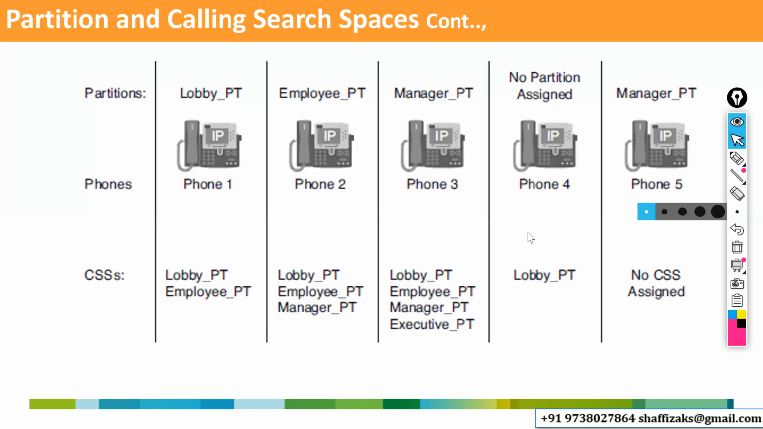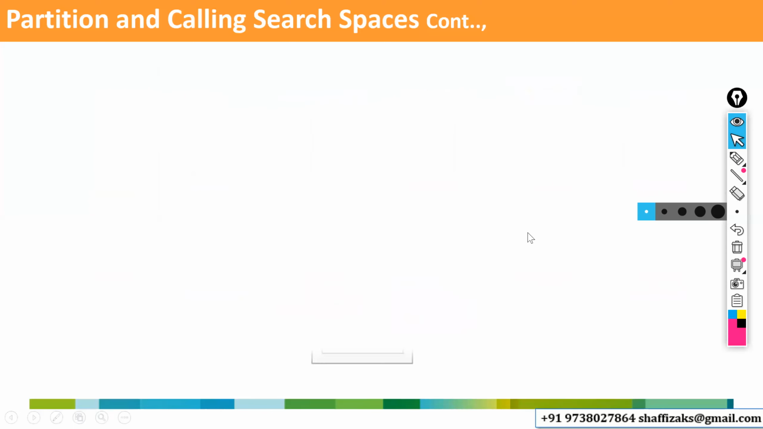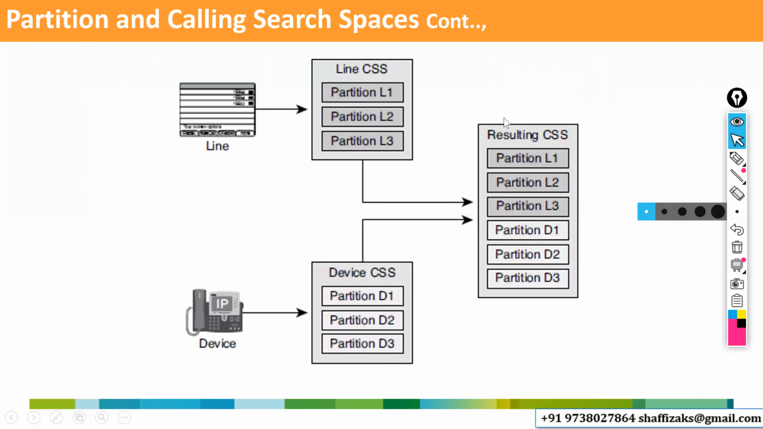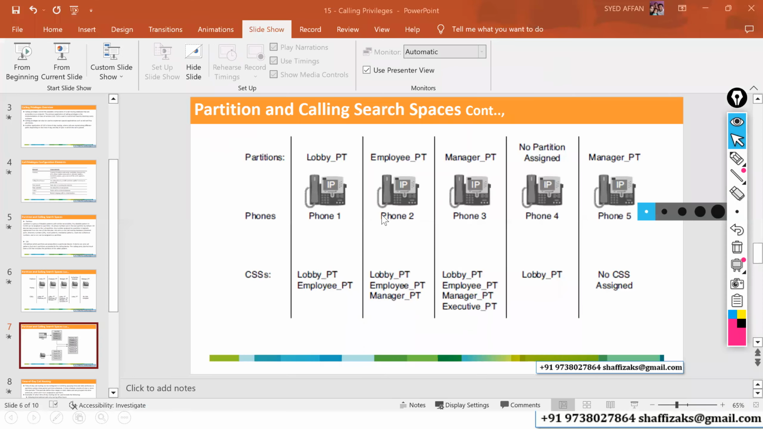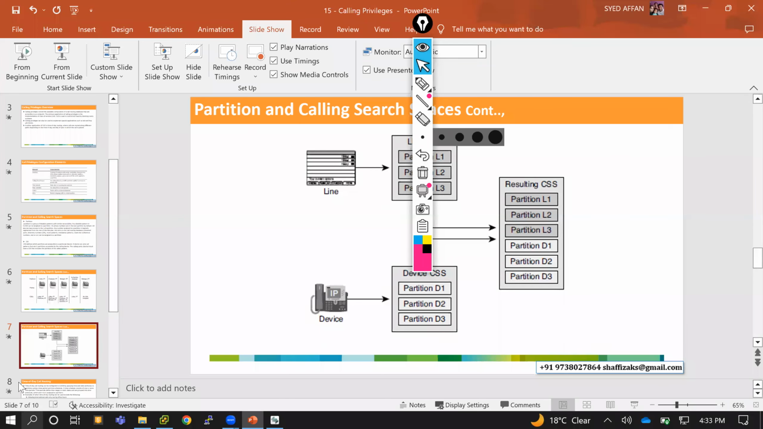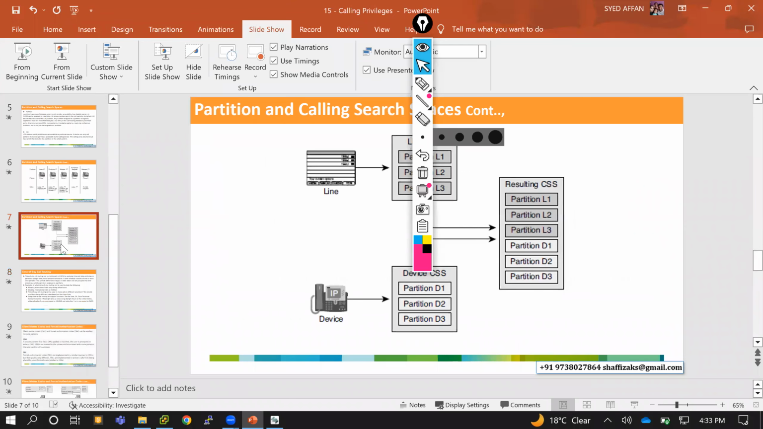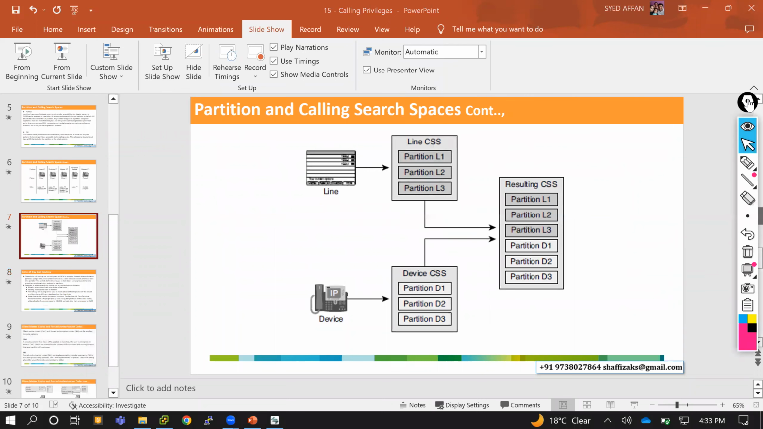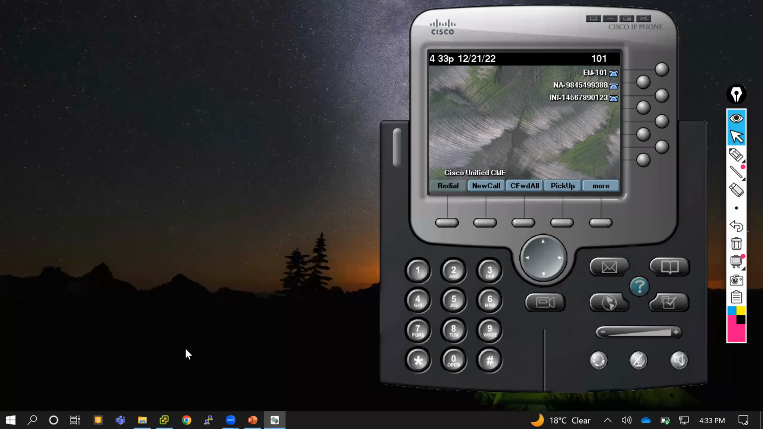So that's how we can create a partition and CSS. Now, partitions we can apply on the line, and we can also apply them on the device. Suppose you apply the partition on the line or on the device, how exactly does it work? Before we get into this, let's do the practicals and we'll come back to this. So before I get into this, let me access my call manager.